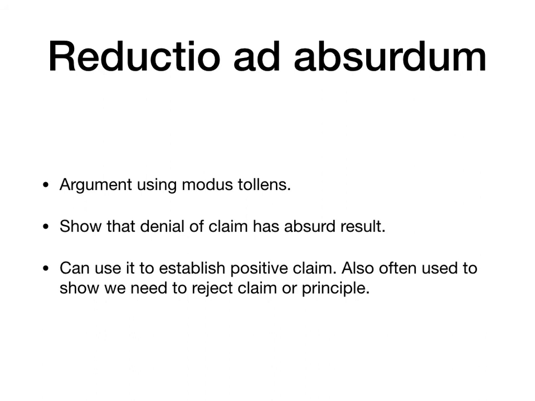Now, a reductio argument is an argument that uses modus tollens. And it's a pretty common type of argument in philosophy. You'll see reductio arguments elsewhere, but philosophy uses them a lot, right? You use modus tollens, and what you do is you show that the denial of a claim or a principle or whatever has an absurd result. So we have to accept the claim, right?